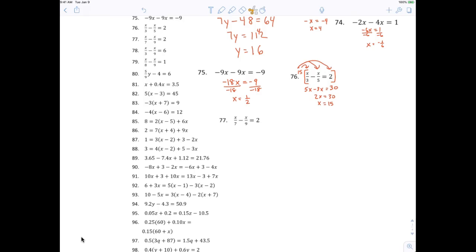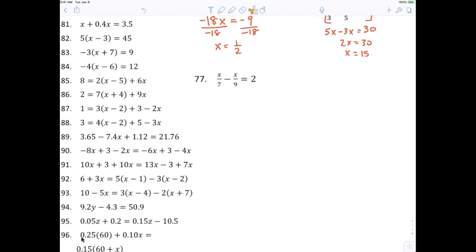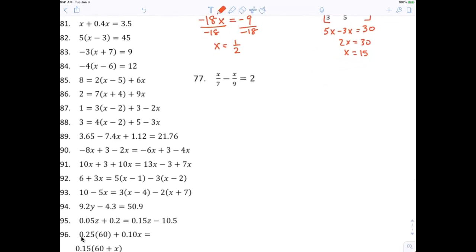All right, what am I doing on 77? Which is what? Now, we say 9 and 7 is relatively prime. That means there's no number. So all you have to do with 9 and 7 is multiply it together. And what's that? That's correct.